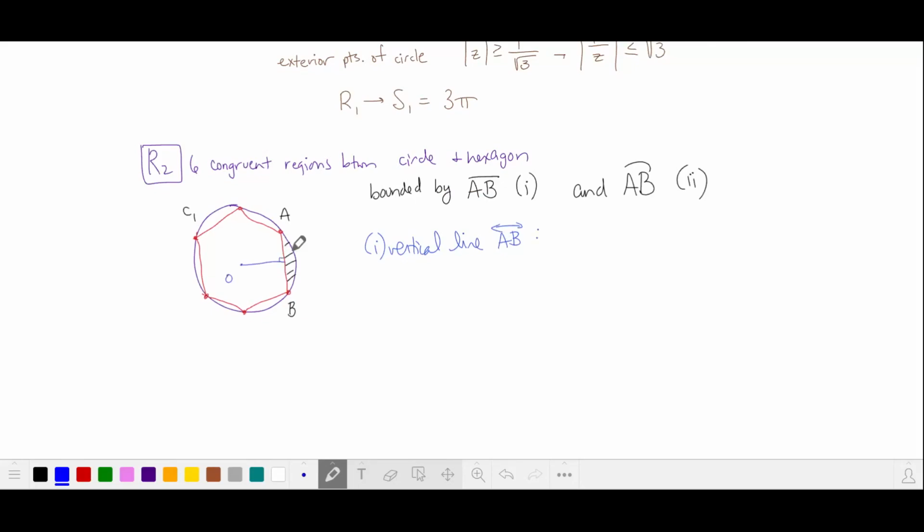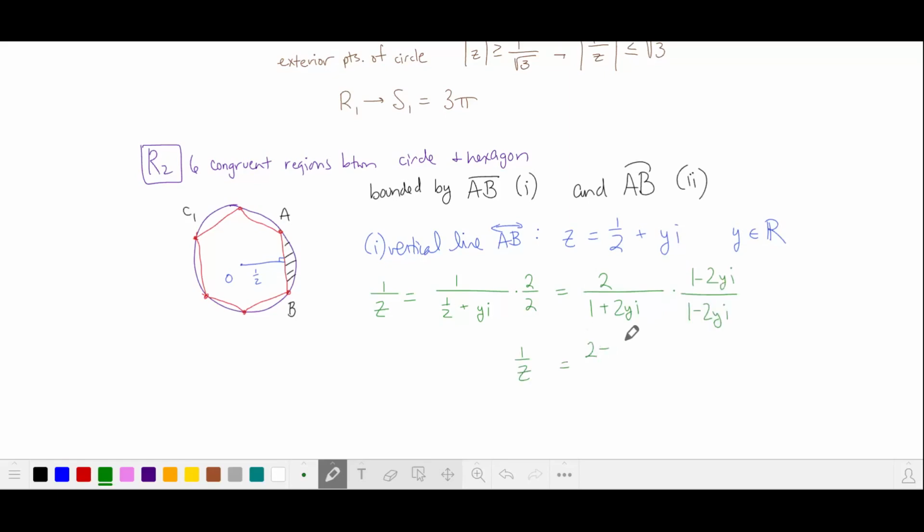So the distance from the segment AB to the center of our hexagon is 1/2. So all the points on this vertical line can be described as having a real part of 1/2 and an imaginary part that varies over all the real numbers. Let's find the inverse of this, and we'll get rid of the fractions. We'll get rid of the imaginary part in the denominator.